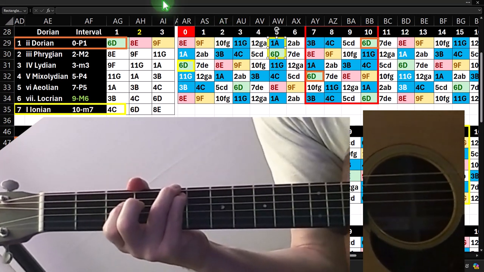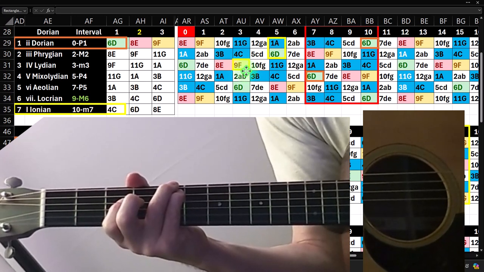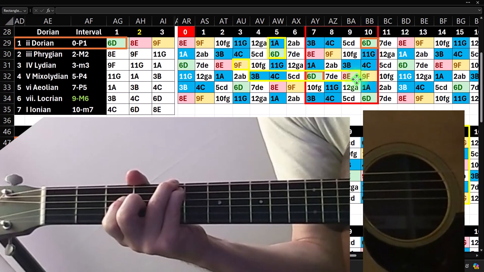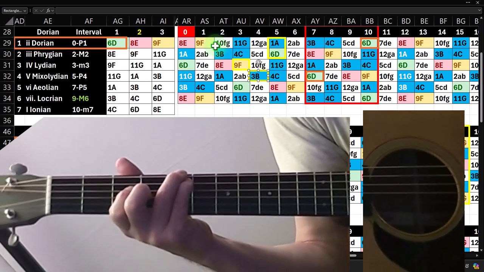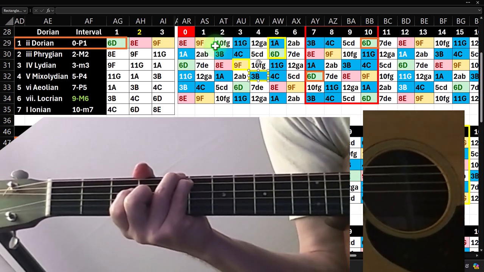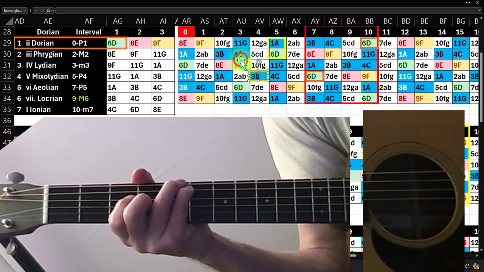and if you're in the minor mode, I can also pick up this one, which is kind of an interesting note because it's not in the minor scale, but it's in the Dorian. And you get a little tension because these two notes are going to give you tension because you've got that kind of flat fifth between those two.